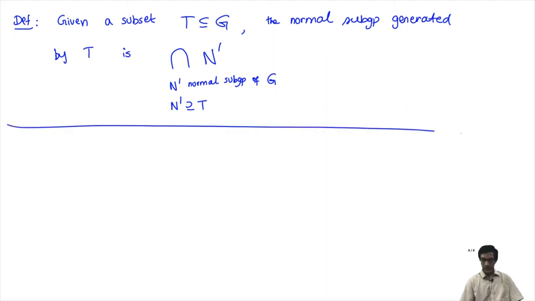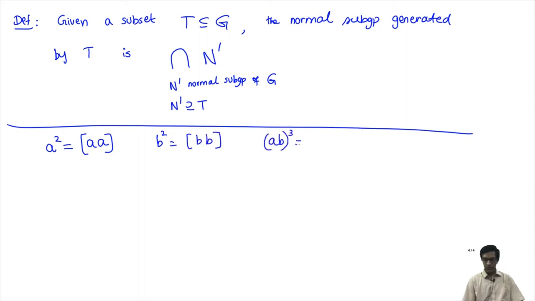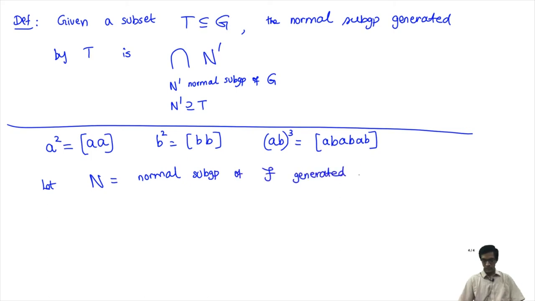Okay, so let's come back to our situation. So we said take the set comprising A squared, B squared and AB whole cubed. It's sort of cumbersome to keep writing this again and again, so I'll just call these the words A square, B square, and AB whole cubed is just the word AB, AB, AB. So just mild abuse of notation here, I'm dropping the square brackets for the equivalence classes. Okay, so let N be the normal subgroup generated by A square, B square and AB whole cubed.